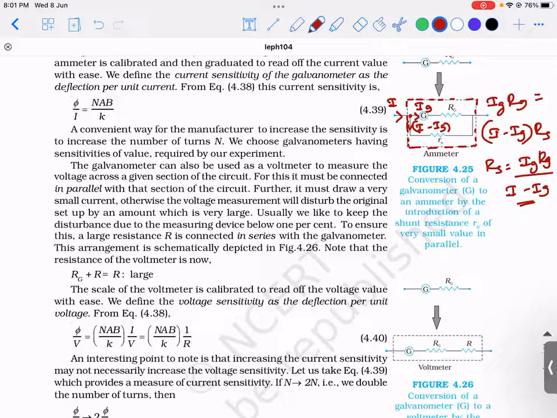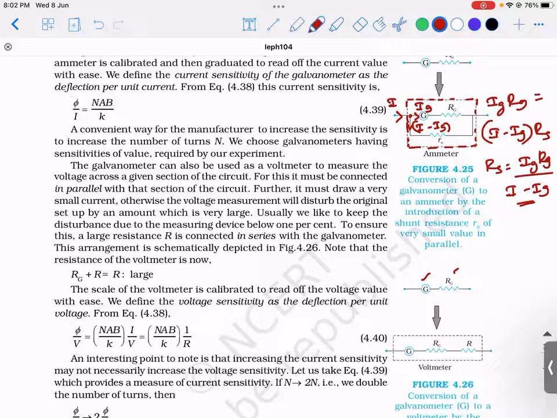So the heading for that would have been conversion of a galvanometer into an ammeter. Okay. The next one is conversion of a galvanometer into a voltmeter. So how do you do that? Generally, if you take an ideal voltmeter, its resistance is very, very high. It is supposed to be infinity. So you already have a galvanometer with resistance Rg.